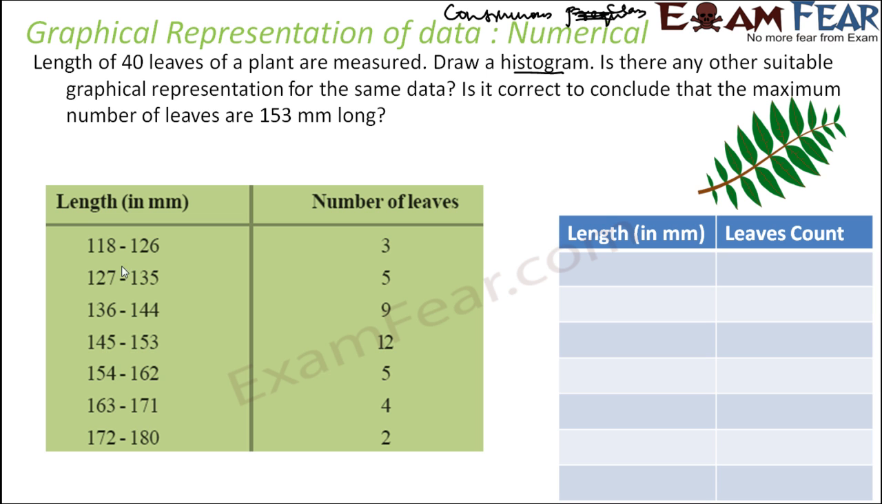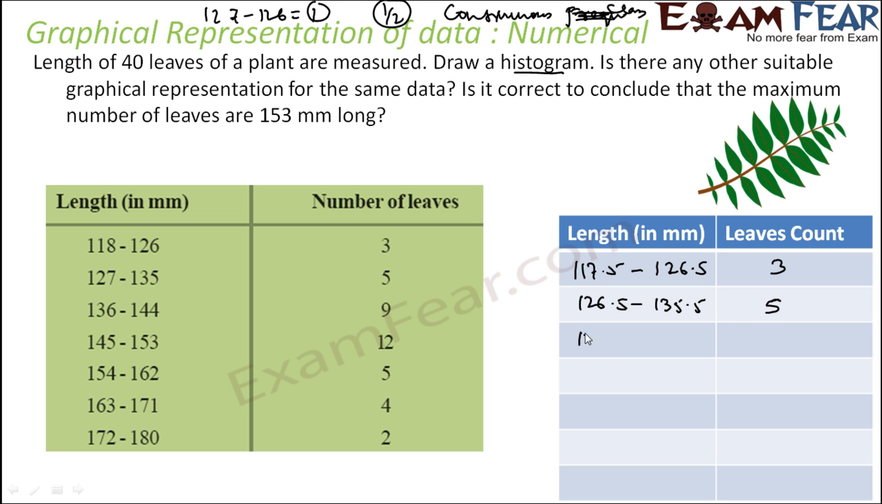If you see the gap, what is it? 127 minus 126, that is 1. So we'll extend the gap, 0.5 on this side and 0.5 on this side, because 0.5 is nothing but 1 by 2. So 118 becomes 118 minus 0.5, that is 117.5. On the right side, this will increase, so 126 plus 0.5 becomes 126.5, and the frequency is 3. Similarly, 127 becomes 126.5 and 135 becomes 135.5. On this side we are subtracting 0.5 and on this side adding 0.5, and the frequency was 5.